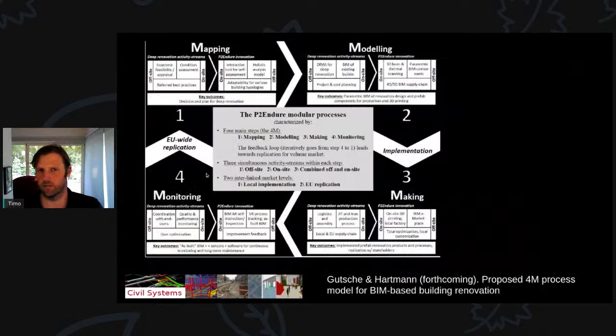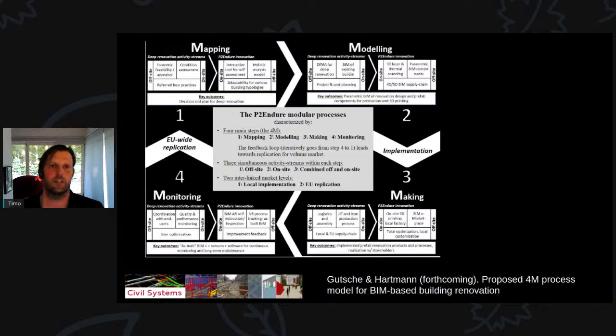So if we look at the renovation project, this is actually a proposed renovation model that we came up with on the P2 and Duo project. And it's not a very nice figure. It has too much detail for this presentation, but we actually say that building renovation should be cyclic.